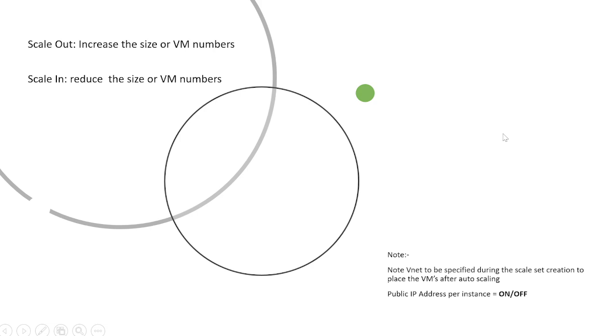And you see the note here, VNet to be specified during the scale set creation to place the VMs after auto scaling. It means you have to define which resource group and which virtual network to build the virtual machine in. Based on that, it builds a new virtual machine in the same VNet, and it will be available to serve the application. And public IP address per instance you can turn on and off, but it has to be always off. You should not have any public IP assigned to each and every instance.